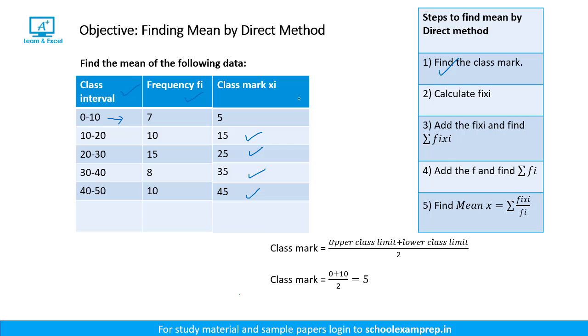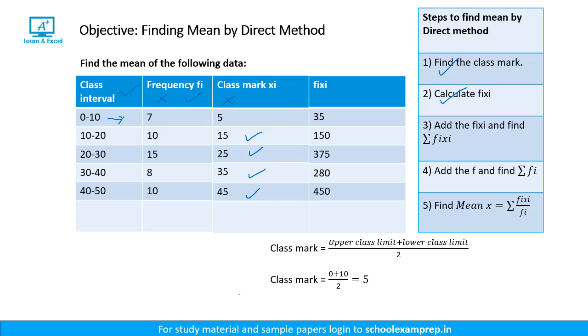Once we have completed this, our next step is to calculate FiXi. For this, we multiply these 2 columns. So for the first class interval 0 to 10, we will multiply 7 into 5 and we will write our FiXi as 35. We will then multiply 10 into 15 and we will get 150. Once we have found all the FiXi's, our next step is to add the FiXi. For this, we add all the numbers in this column. We get the answer as 1290.